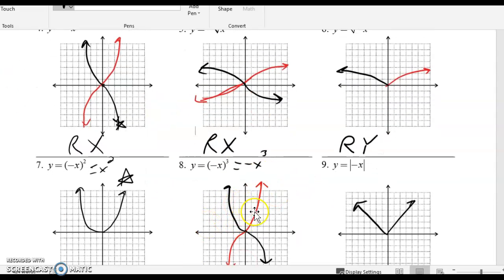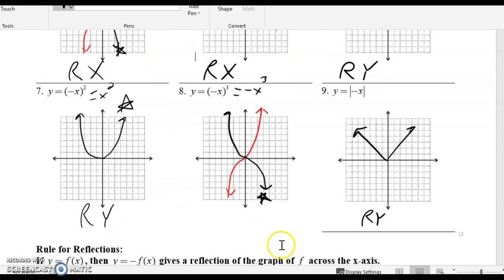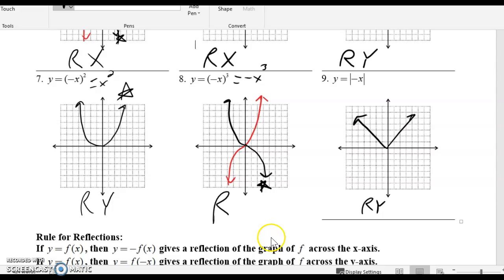That is because it's an odd function. Odd functions, a reflection over the x and the y, are the same thing. They don't change anything. It's a reflection over the origin, technically. Anything that nothing happens when you reflect it over the y, that's called an even function.